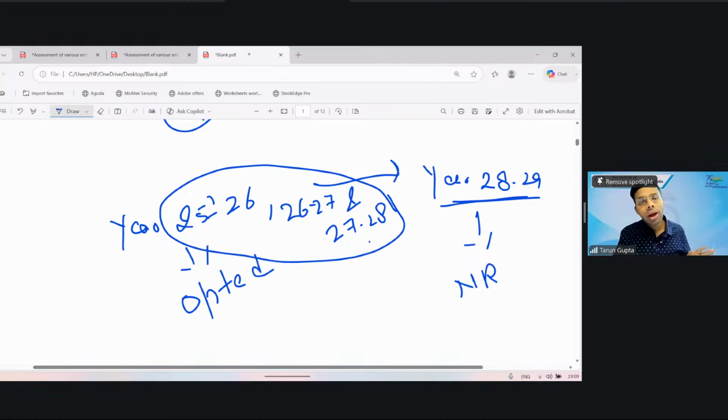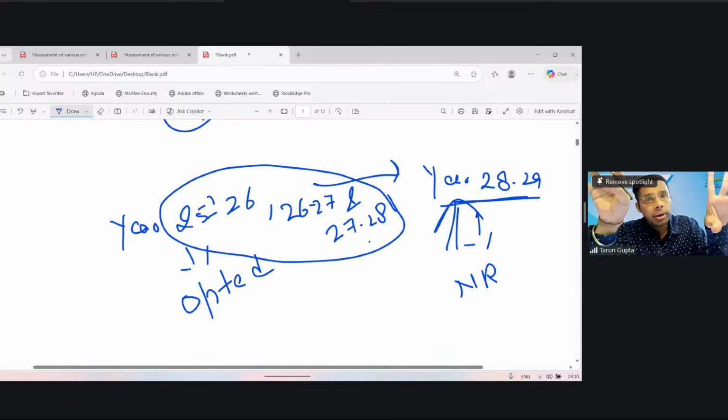So understood? Once I opt for this section, any income accrued to my account subsequent to the year of option will not be taxed because I have opted to pay tax at the time of withdrawal. Okay. But before the withdrawal, I became non-resident. Now, if I became non-resident in year 28-29, then in this year, the income cannot be taxed on accrual basis. Why? Because I have become non-resident.